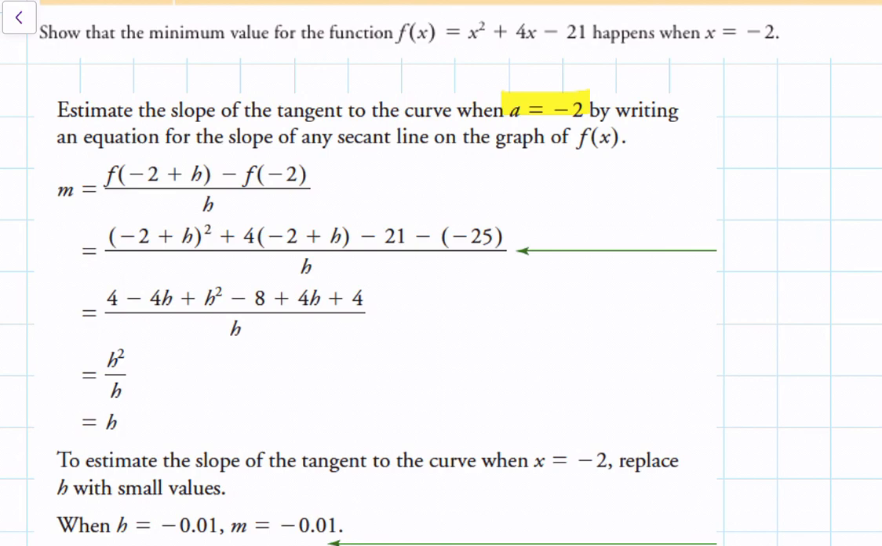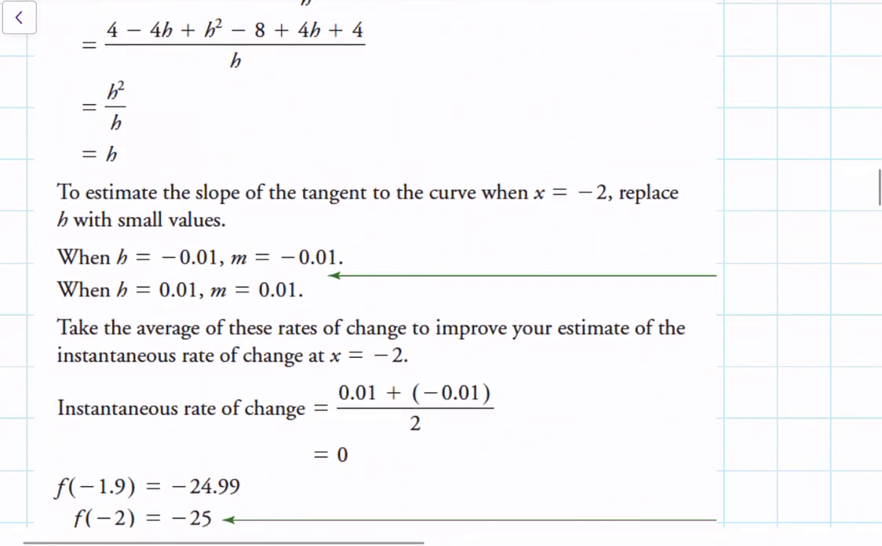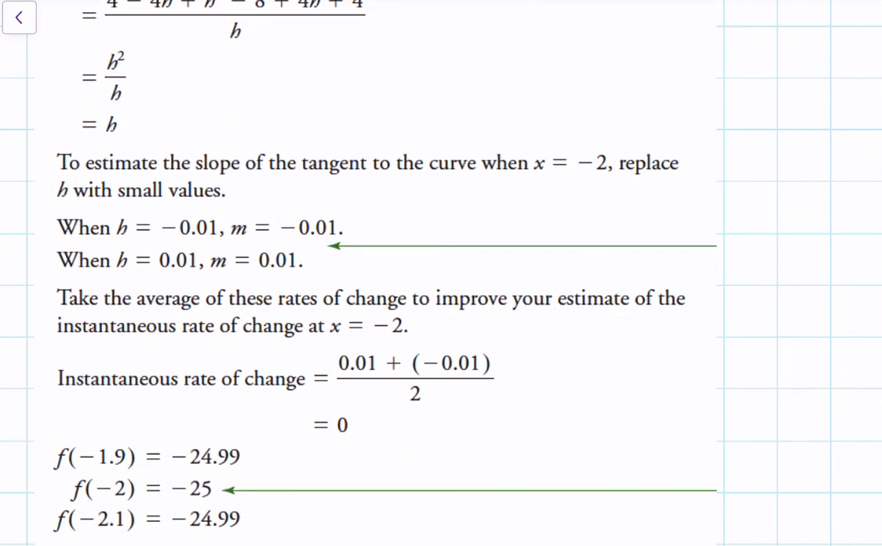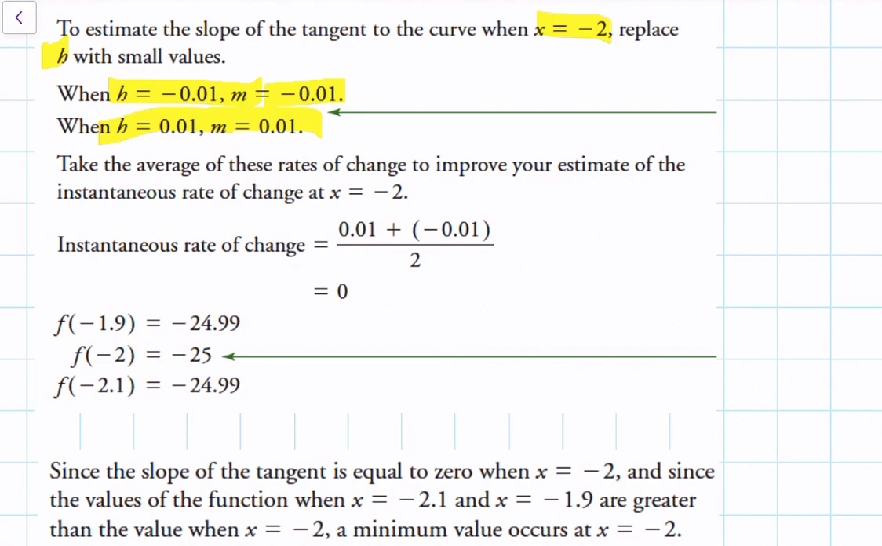And once we do that, we're going to estimate the slope of the tangent to the curve when x is equal to negative 2. So we're going to replace h with really, really small values. So we're going to use a small value that is a little bit smaller and one that is a little bit bigger. And once we do that, we then take the average of these two rates and find it to be 0.